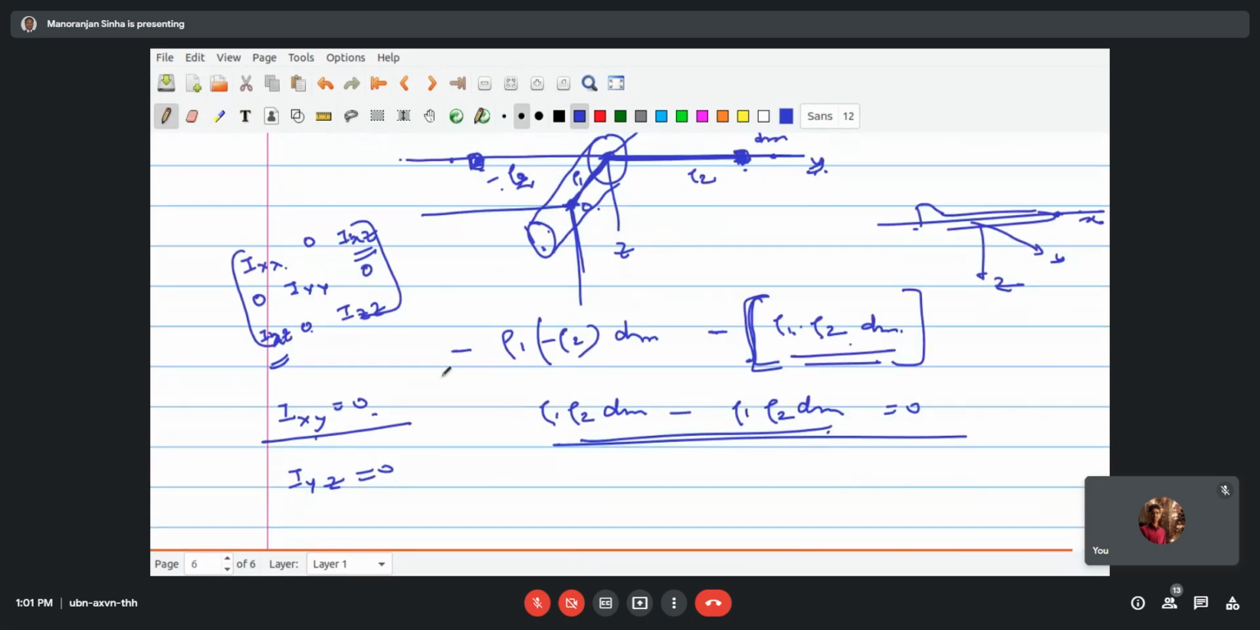In the case Ixz also becomes 0, then the X, Y and Z axes become the principal axes. X, Y, Z in that case will be representing the principal axes, and Ixx, Iyy and Izz are called the principal moments of inertia. We will discuss this part further.